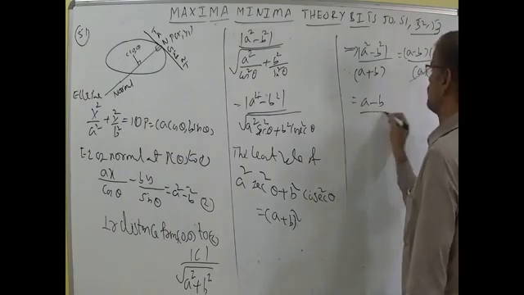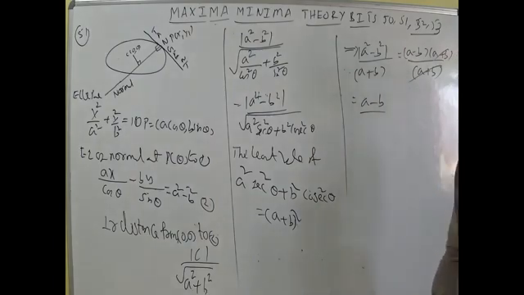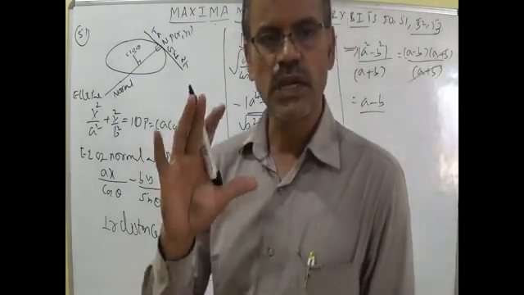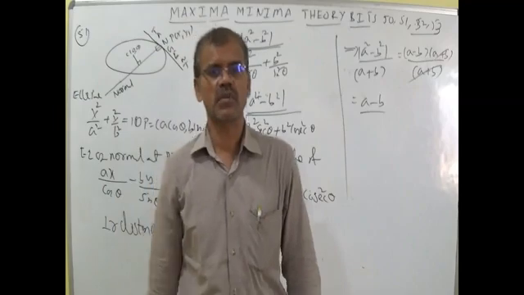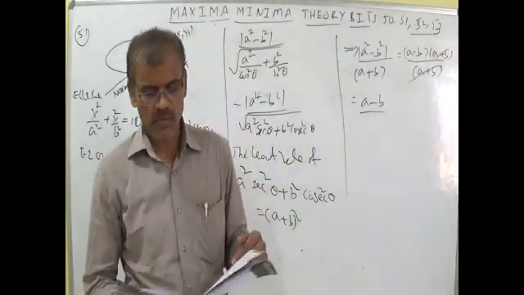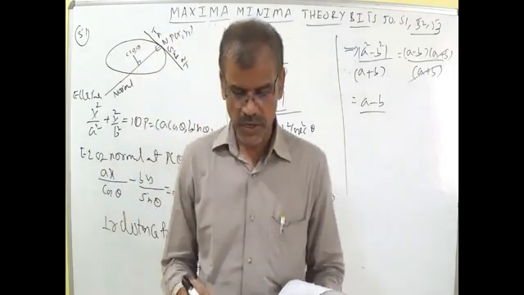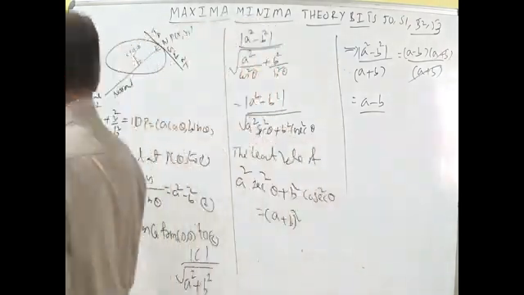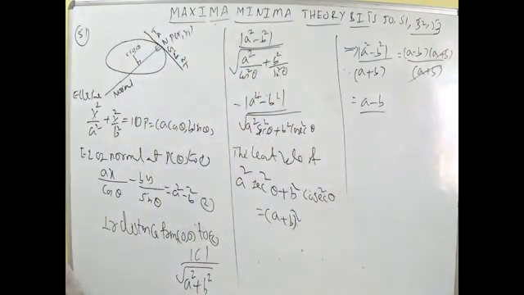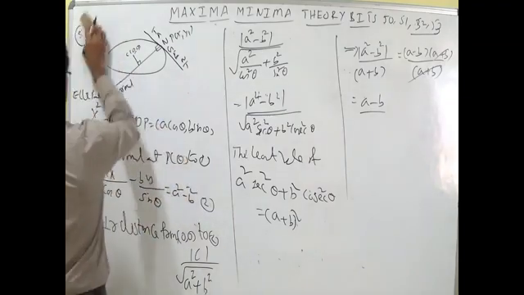So here you should try to understand that the greatest distance from the center to the normal of the ellipse is a minus b. You can put the modulus also here, according to this, first option. 51st question completed. Let us discuss 52.